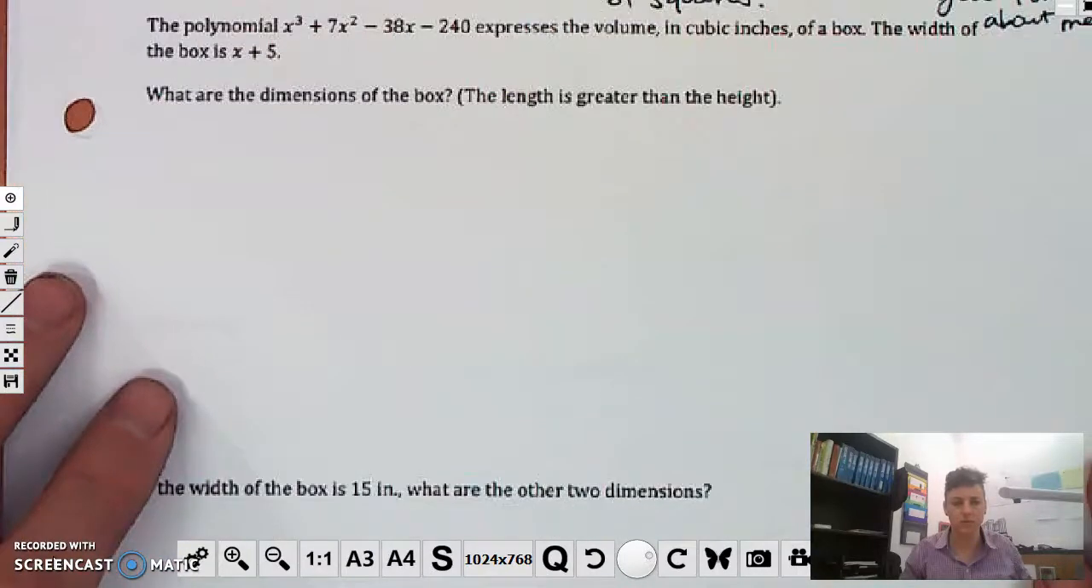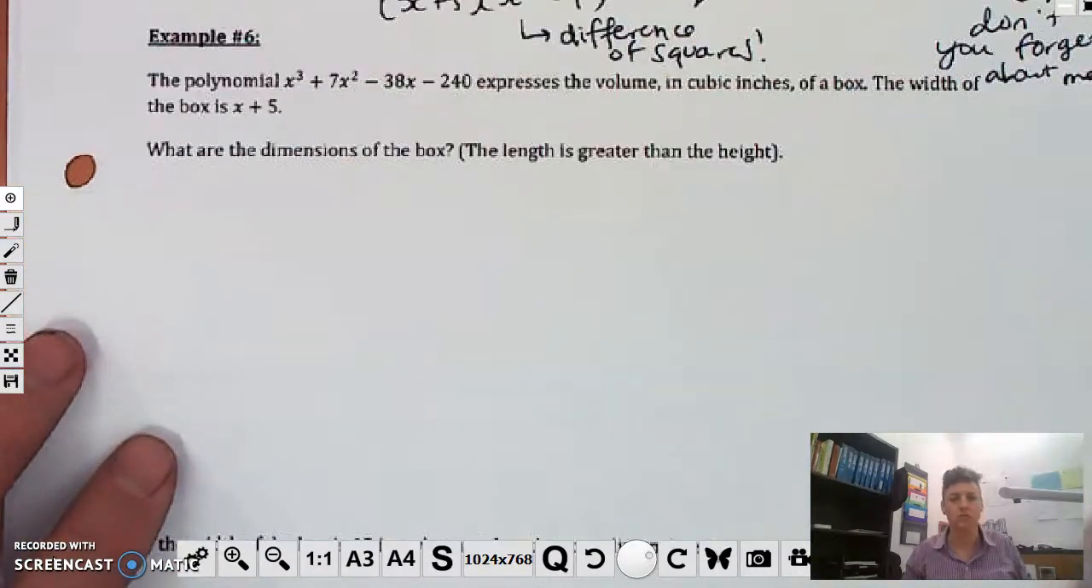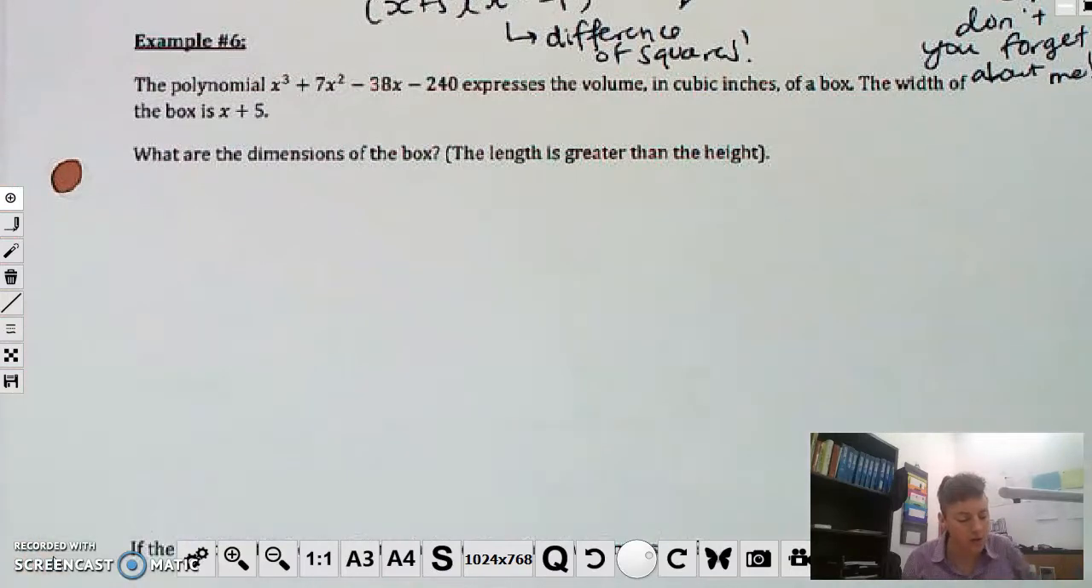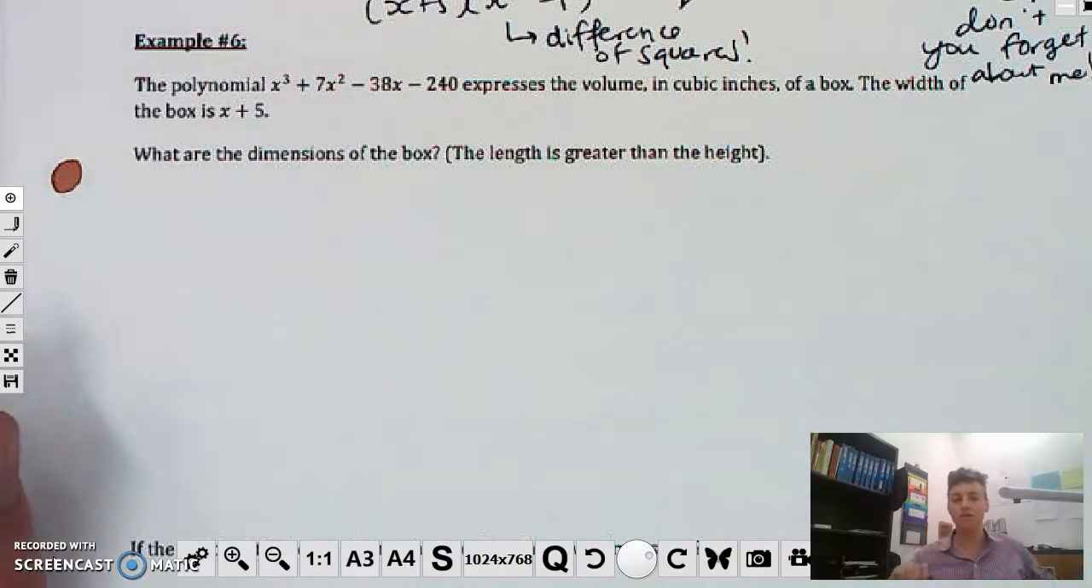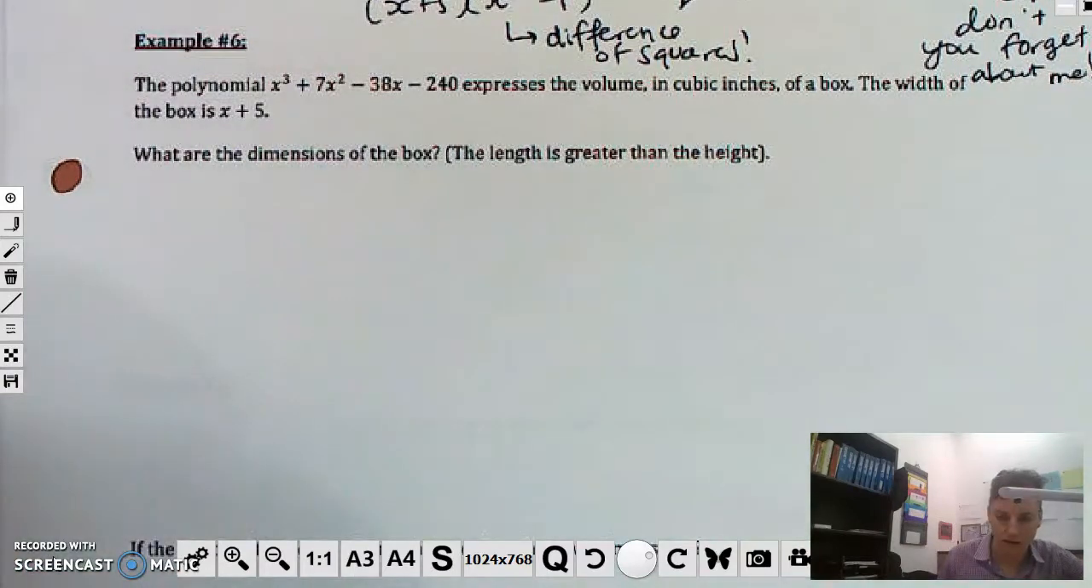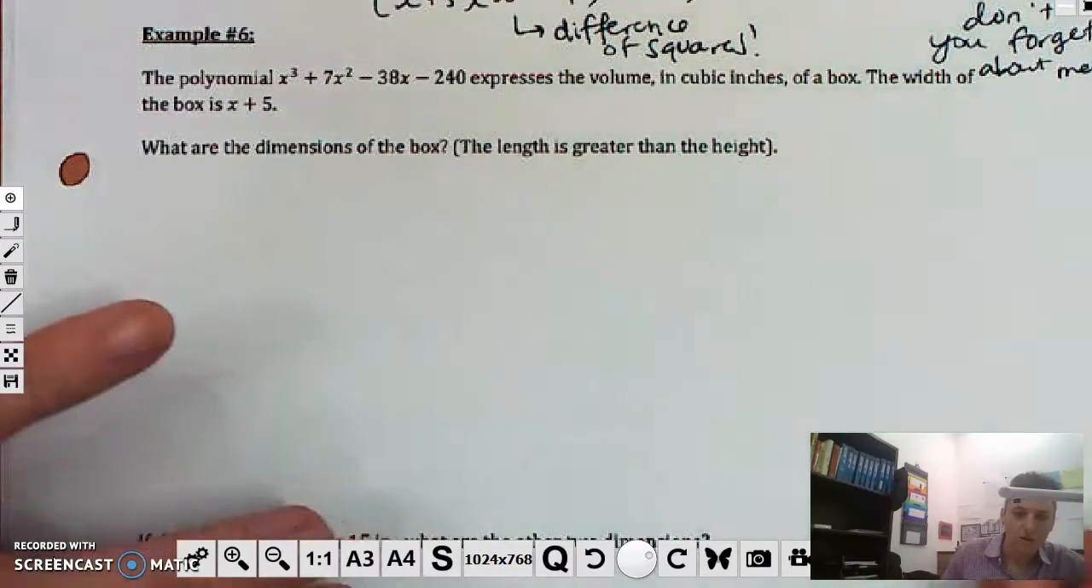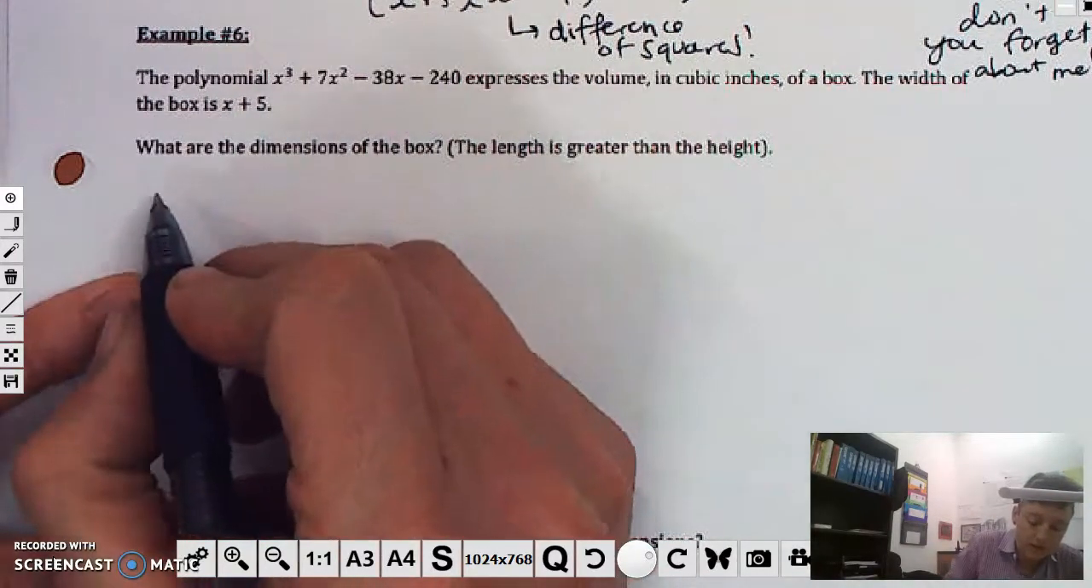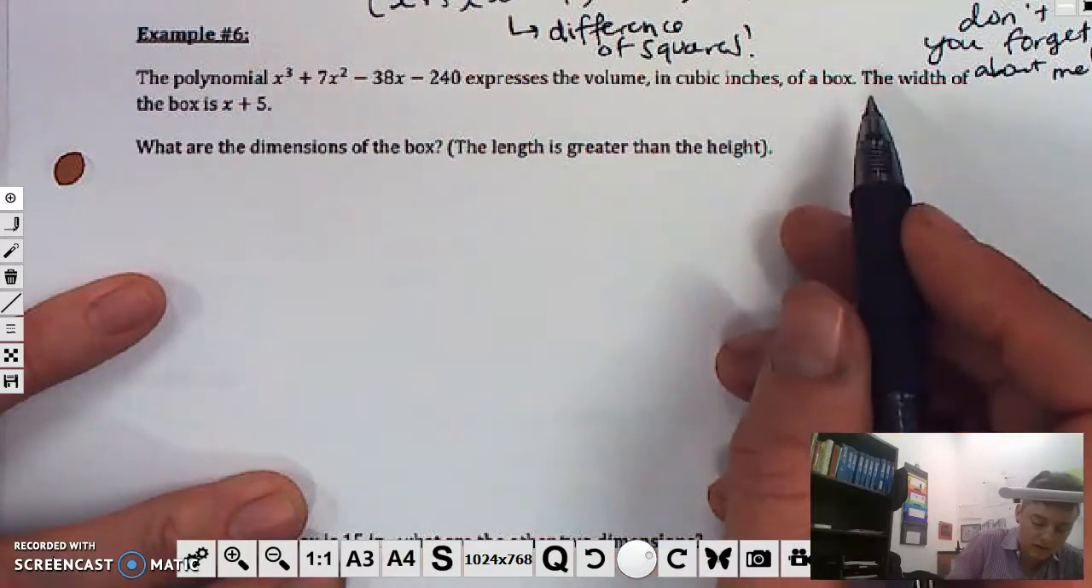Feeling good, feeling great. We're going to move on to example number 6. The polynomial x to the third plus 7x squared minus 38x minus 240 expresses the volume in cubic inches of a box. The width of the box is x plus 5. What are the dimensions of the box? The length is greater than the height. Good tip.